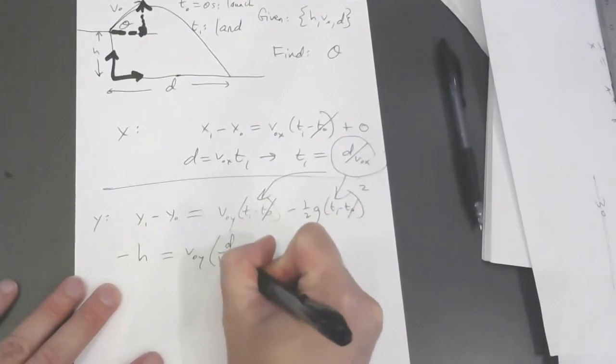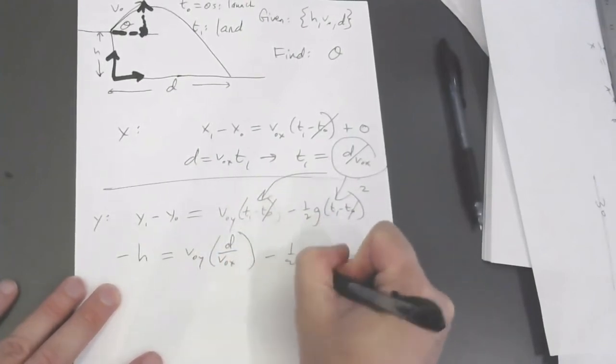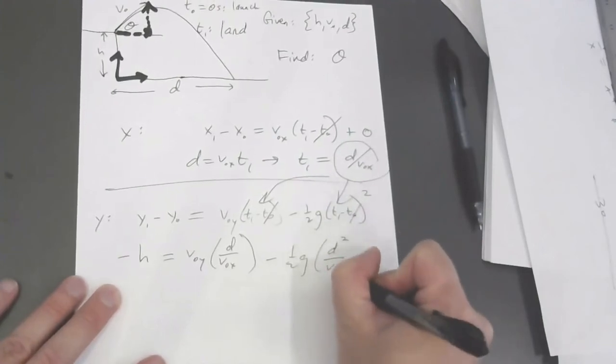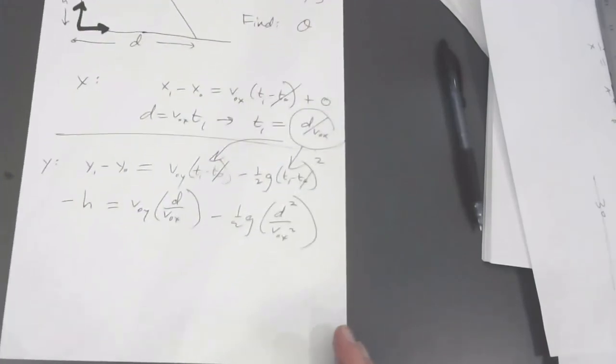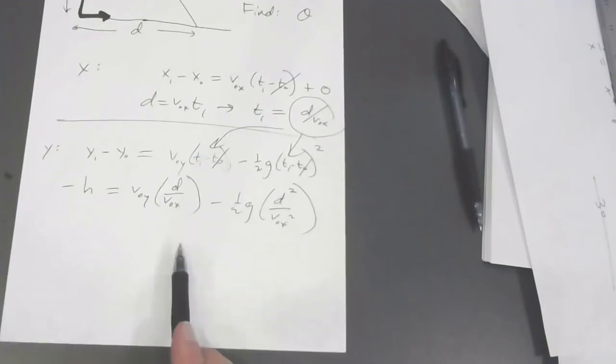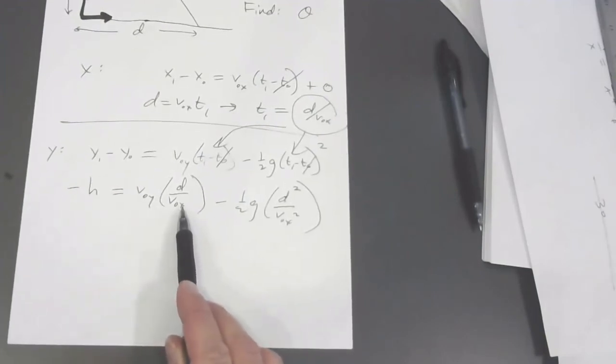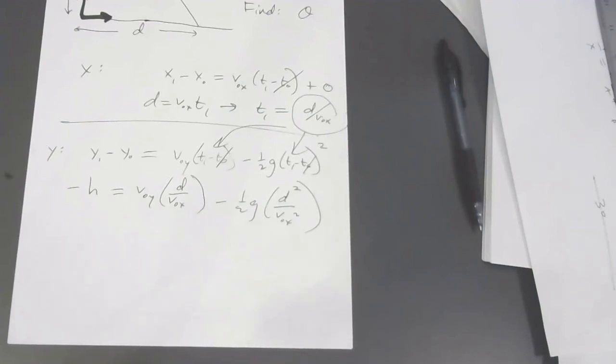...d over v0x minus 1/2 g times, well, that would be d squared over v0x squared. And this is the same place we arrived at in the previous example. The difference is last time we knew the angle. Remember, both of these components involve trig functions of theta. We knew the angle last time, and we were looking for the hypotenuse v0. Now we know the hypotenuse v0, and we are looking for the angle. And we're going to see that this requires just a little bit of extra cleverness in order to solve.